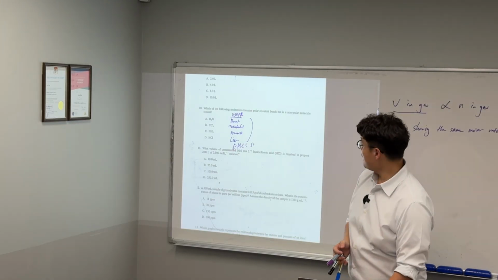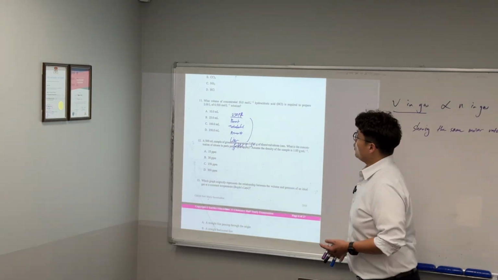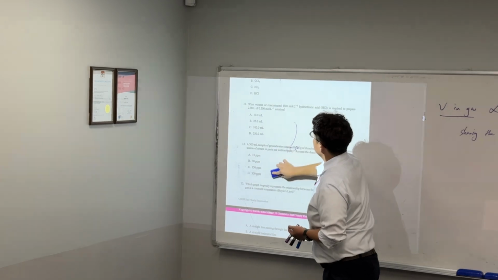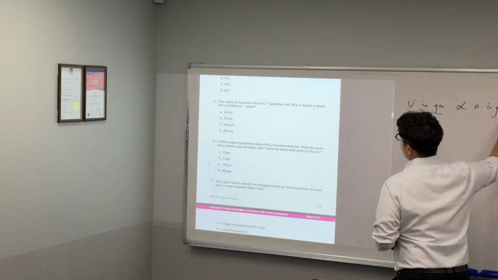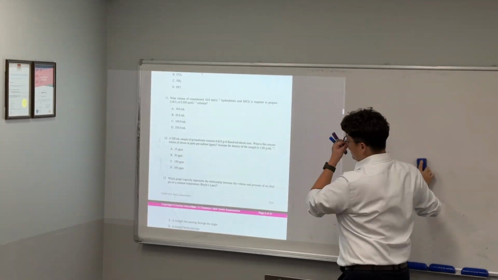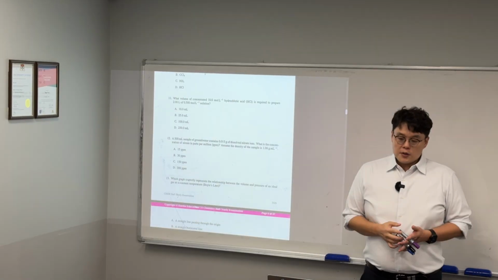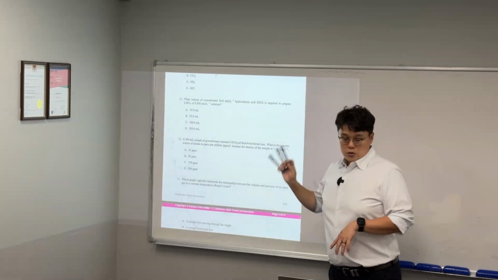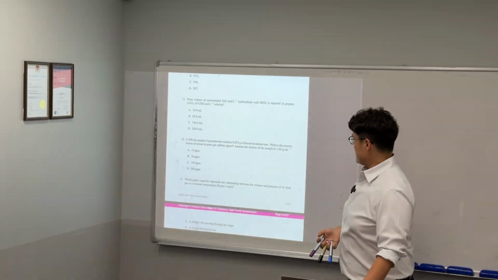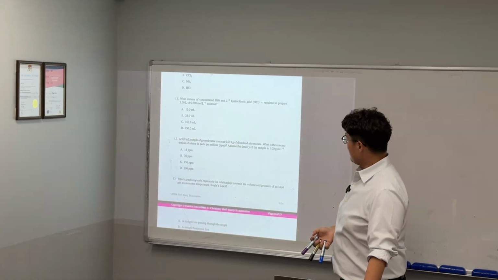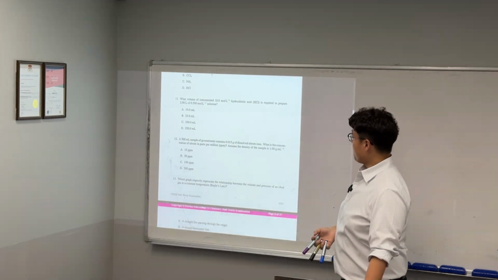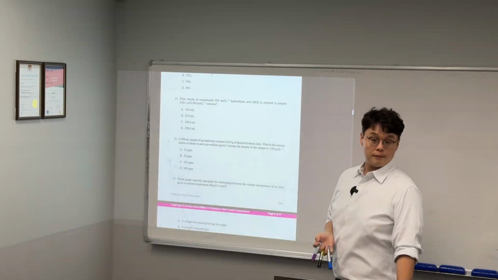Question 11. What volume of the concentrated 10 mole per liter hydrochloric acid is required to prepare 2 liters of that? Basically, C1V1 equals C2V2, the dilution factors too. So 11, therefore answer C. Easy. Any question for 11?